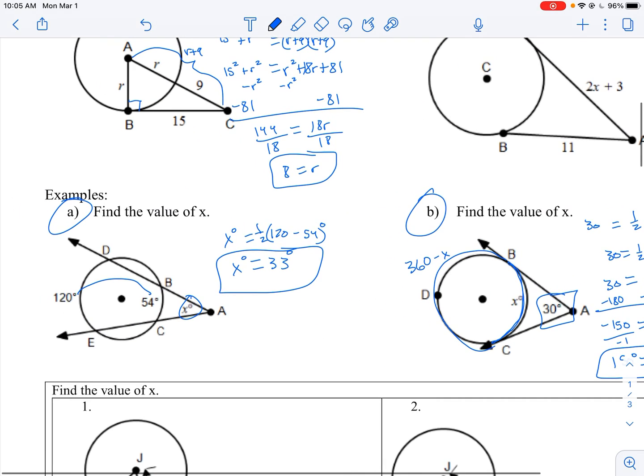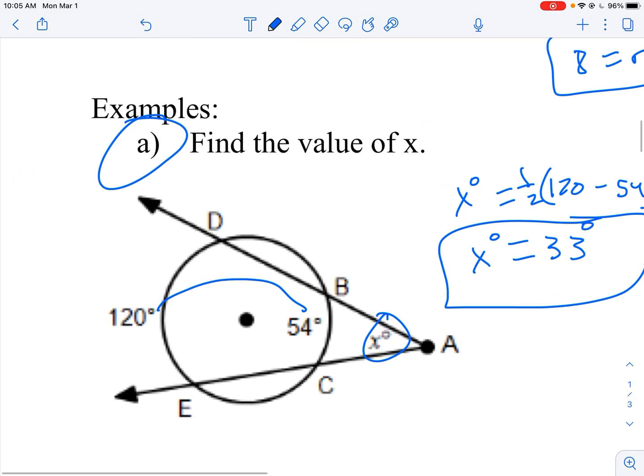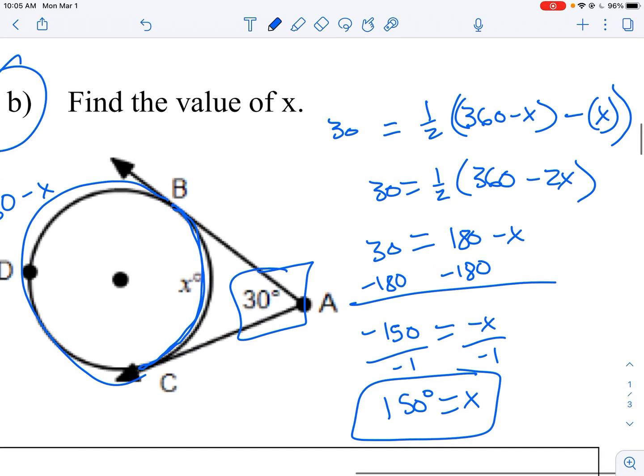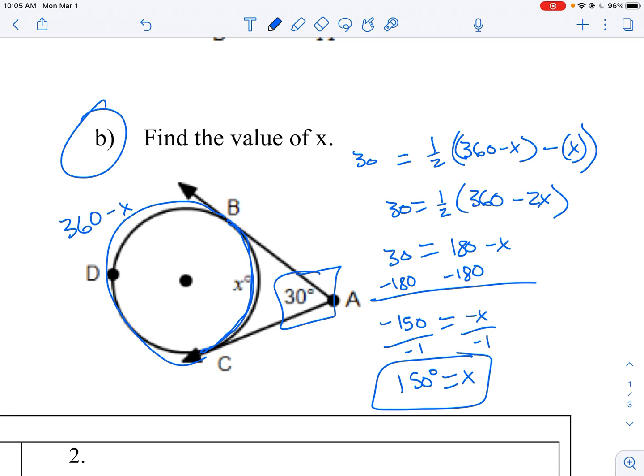So sometimes the setup's really nice. You just plug the numbers in, cut in half. Sometimes you have to set up your own equation and solve for x. But that's pretty much it.